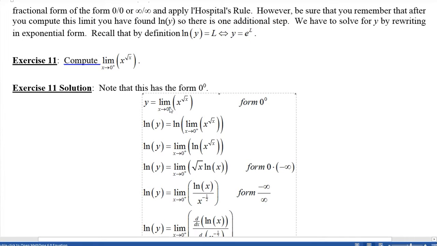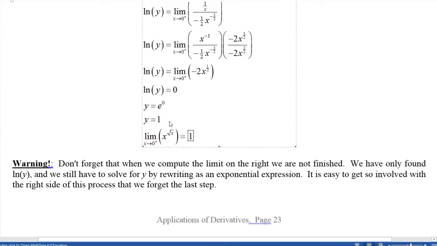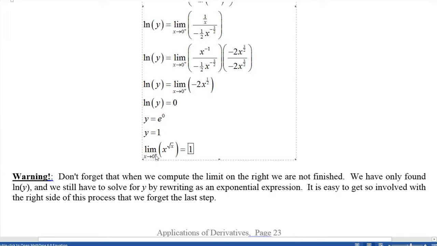But remember, y was the limit we're looking for. So now we have established that the limit as x goes to 0 from the right of x to the square root of x is 1. And again, remember this warning, you have to do that last step at the end. It's really easy to get so involved with the right side that you forget at the end, once you get to 0, you get excited, you think you're done, you forget to raise e to that power.